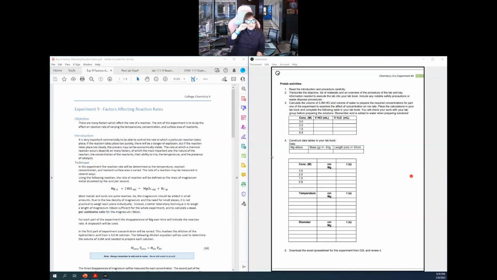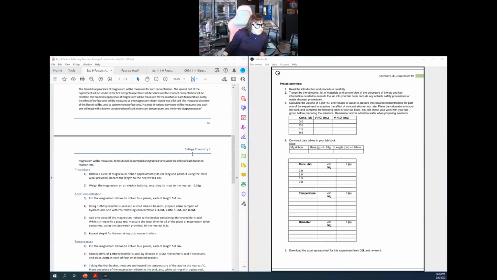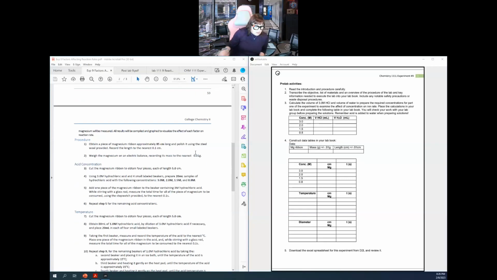Okay, so when we look at this particular set of data, the first thing they're asking for is calculate the volume of the 3 molar HCl and the volume of water to prepare the required concentrations. So if it's a 3 molar HCl, we don't need to dilute that. And so we wanted to have, and my lab notebook says, 20 mL. So we have no water that we're adding to that one, and 20 milliliters of this is what we're using because, again, that one is not diluted for the 3 molar.